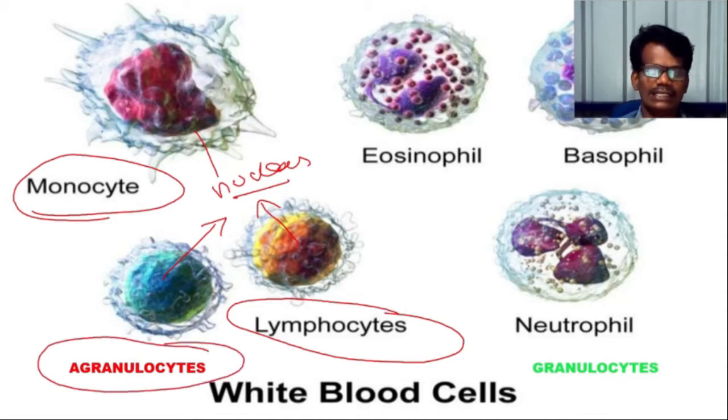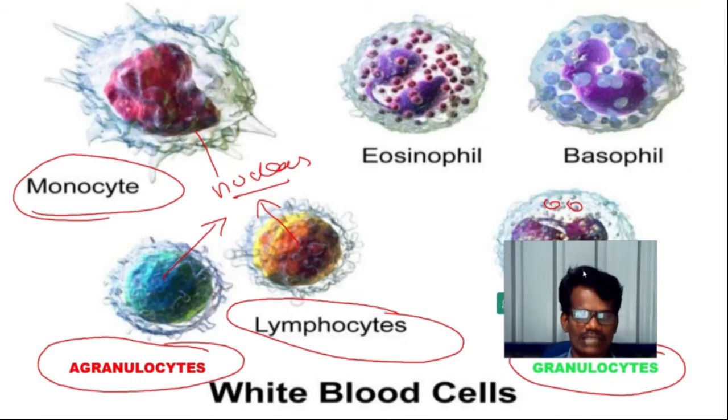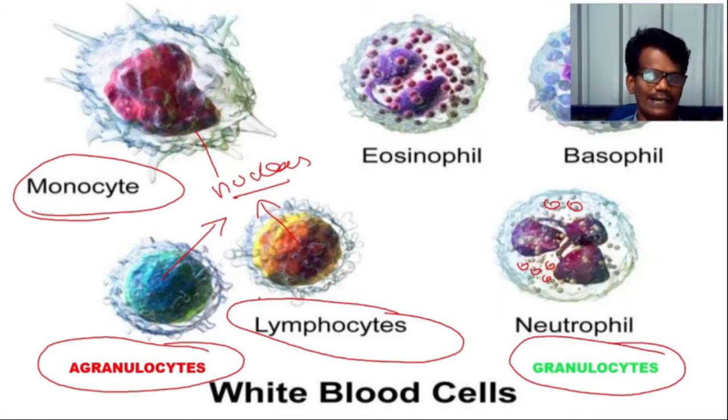Whereas granulocytes like neutrophil, basophil and eosinophil have small granules in their cytoplasm. That's why these are called granulocytes. Another thing I should say here: WBCs can be stained and RBCs also can be stained. These WBCs are stained by different stains, and according to that they have been named.